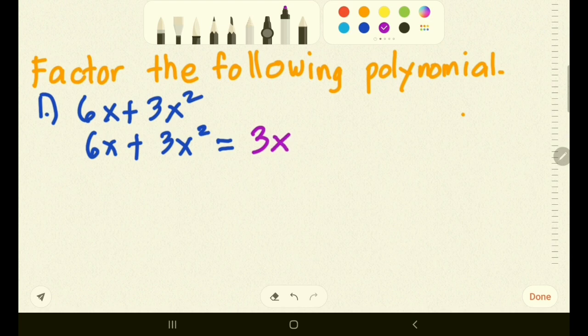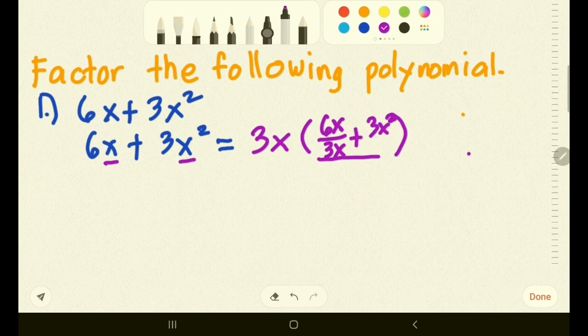I'll give you a tip. When you're given variables, the GCF there is the variable with the smallest exponent. So for x and x squared, that's x. And then you look for the other factor. So 3x is obviously the GCMF, or the greatest common monomial factor. But we're going to look also for the other factor. How? You just divide each term. You have your 6x divided by the GCMF, which is 3x, plus 3x squared divided by the GCMF also, that's 3x.